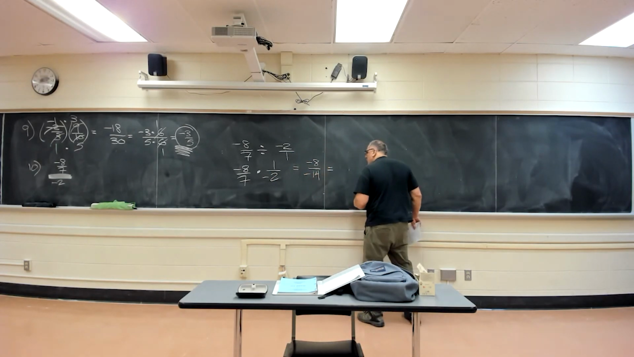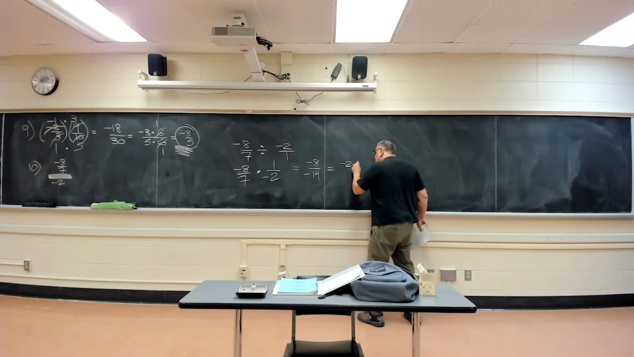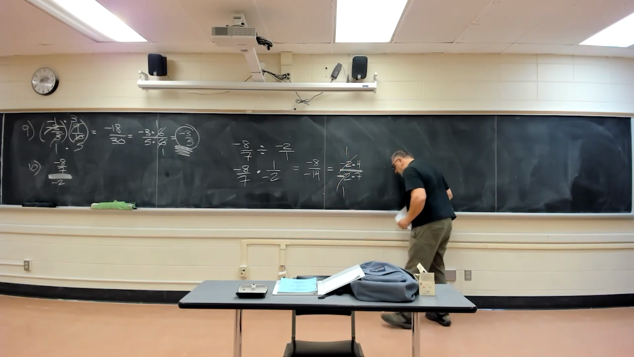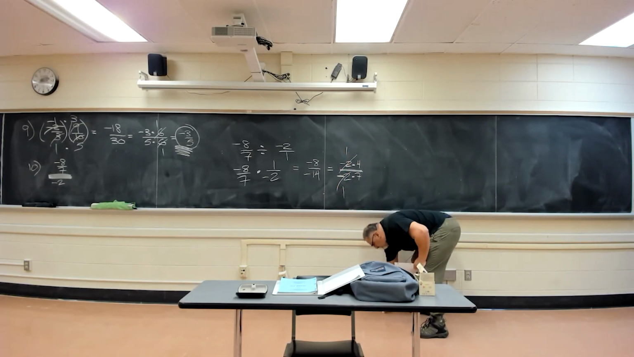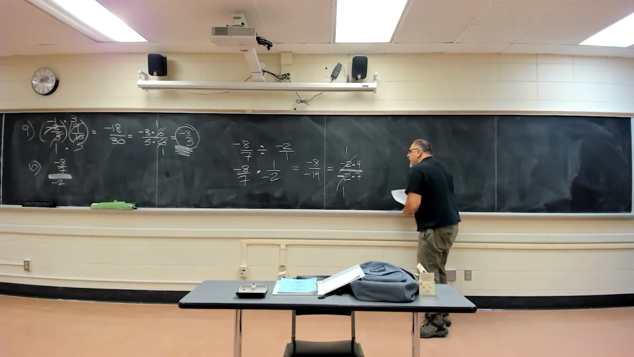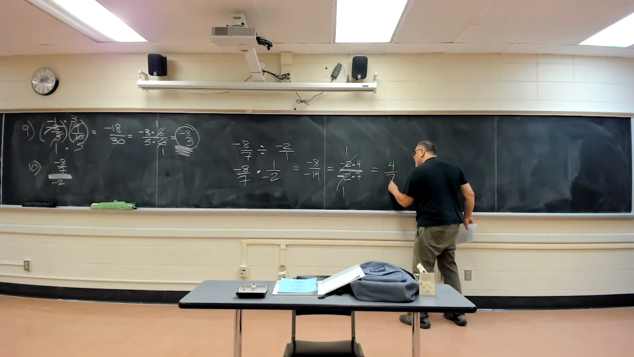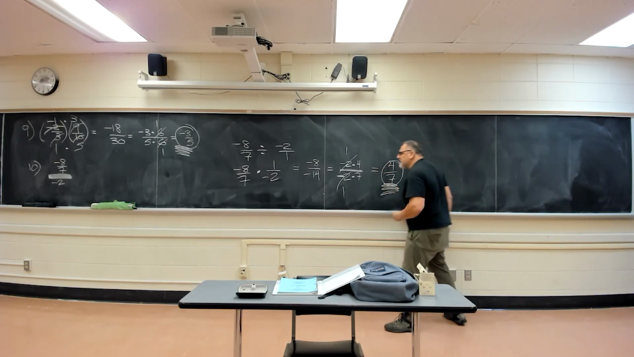7 times negative 2. Let me think here. Negative 2 times 4 is negative 8. And negative 2 times 7 is negative 14. That's pretty interesting. They cancel. And I guess it's consistent with the speech I delivered earlier in the video. Divide a negative by a negative, you get a positive answer.